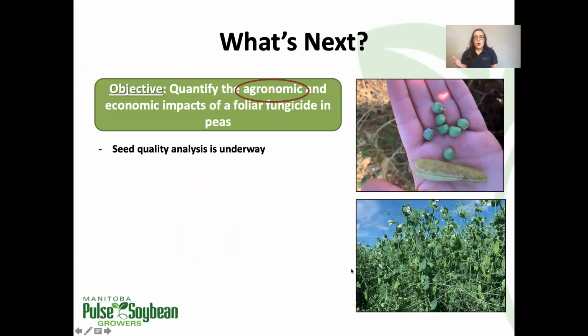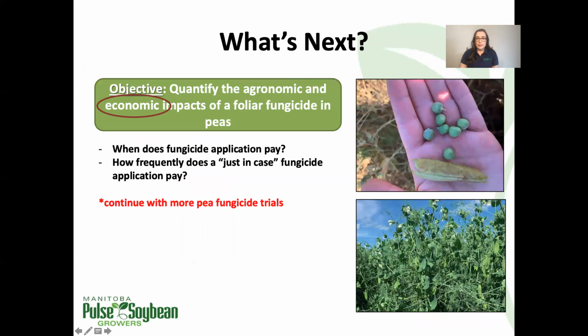Okay, so what's next for our pea fungicide trials? Well, on the agronomic side of things, like I mentioned earlier, we are incorporating seed quality analysis this year, so that's something new for our fungicide trials. That's currently underway, and we should have those results shortly.